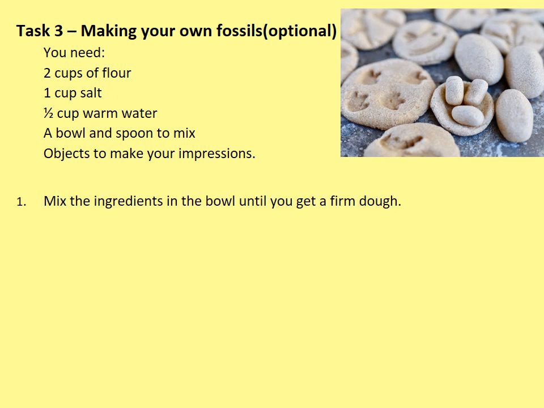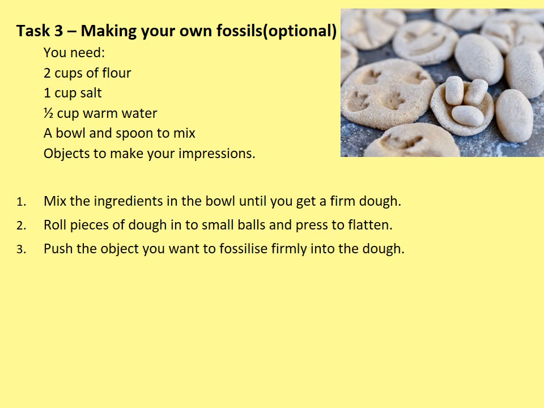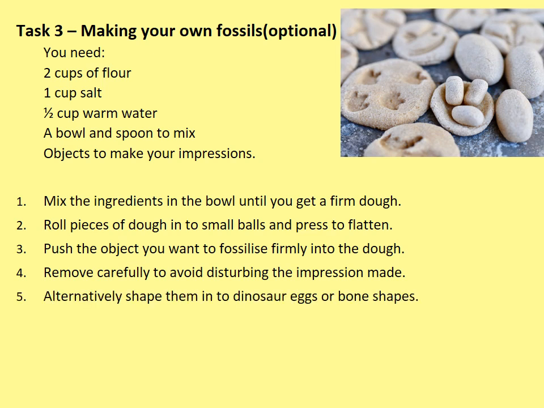So first of all, mix all of the ingredients together in a bowl until you get a firm dough. And then roll those pieces of dough into small balls and press to flatten them a little bit. Push the object you want to fossilise firmly into the dough. And then remove it carefully to try and avoid disturbing the impression that you've made there. Alternatively, you can make your dough into shapes like dinosaur eggs or bone shapes even.